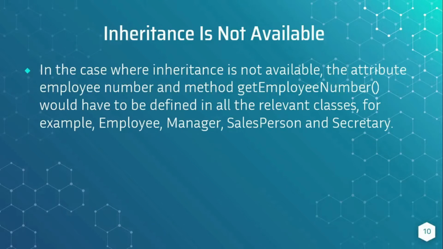Inheritance is not available. In the case where inheritance is not available, the attribute employee number and method getEmployeeNumber would have to be defined in all the relevant classes. For example, employee, manager, salesperson, and secretary. The change in representational scheme of employee number would thus have to be effected individually on these classes. The redundancy arising from the multiple definition of employee number and getEmployeeNumber may lead to inconsistency in definition if the change is not carried out properly.